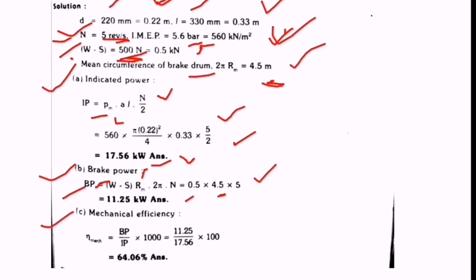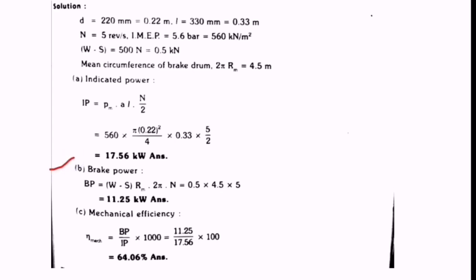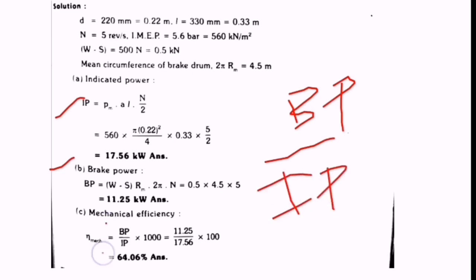What is mechanical efficiency? After getting brake power and indicated power, BP by IP is nothing but our mechanical efficiency. So BP by IP, that is 11.25 by 17.56 into 100. 64.06 is the percentage of mechanical efficiency.